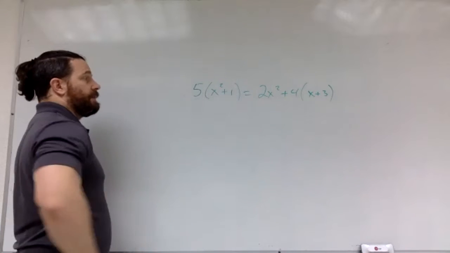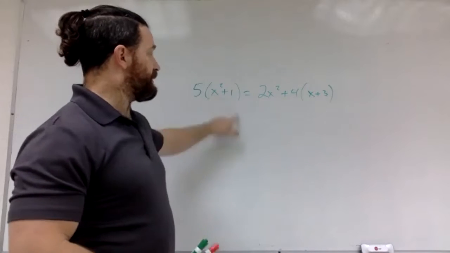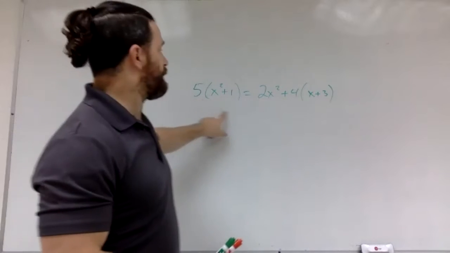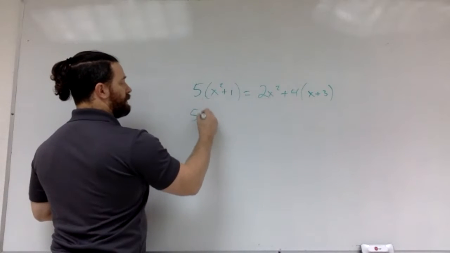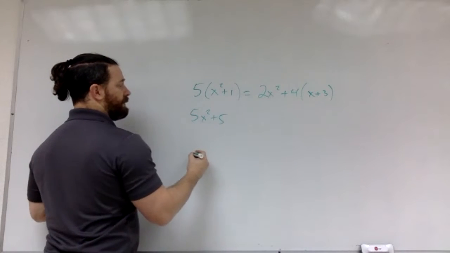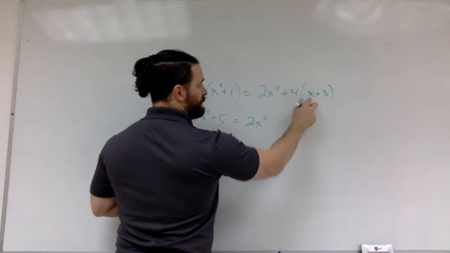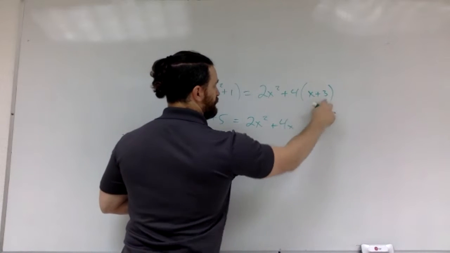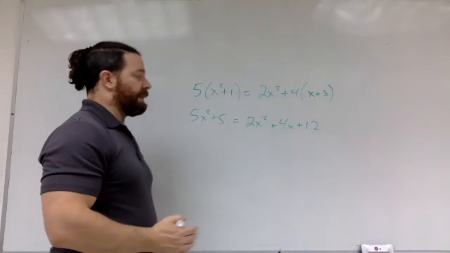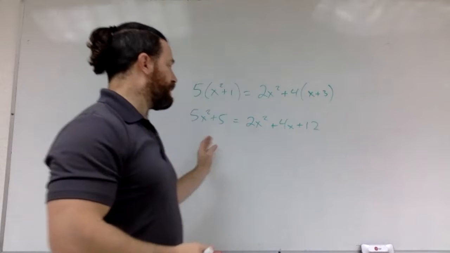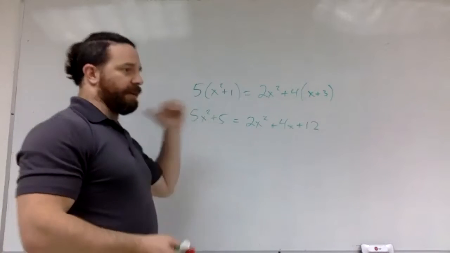All right. So again, we need to simplify everything first by getting rid of our parentheses. So I have distribution to do here, and I'm going to have some distribution to do over here. So here I'm going to get 5x squared plus 5 equal to 2x squared. And now 4 times x, I get plus 4x. 4 times 3, I get plus 12. After that, let's go ahead and get everything on the same side. It doesn't matter which side you want to put everything on. You could put everything on this side. You could put everything on this side. It's up to you. I'm just going to put everything here on the left side.